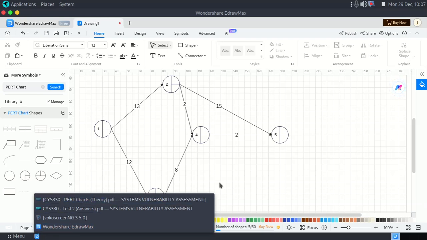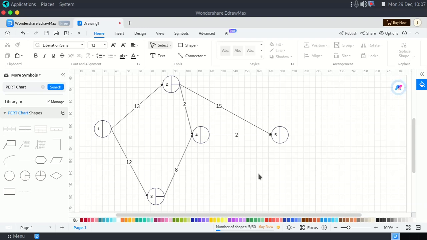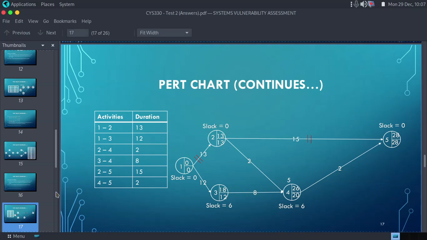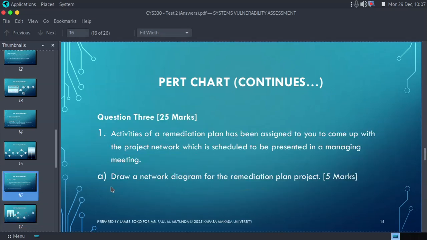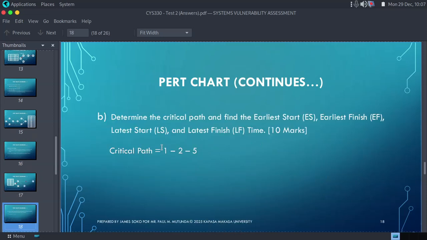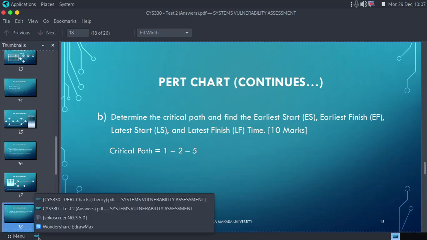So since we have the durations, we know that we need to calculate both the forward and the backward pass, but we are not in a hurry. Let's just follow the questions. So our first part was draw the network diagram for the remediation plan. Now our second part is determine the critical path. So let's just start with determine the critical path. There's no need to define, you already know what a critical path is.